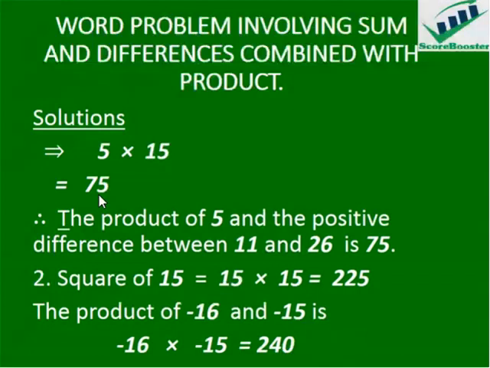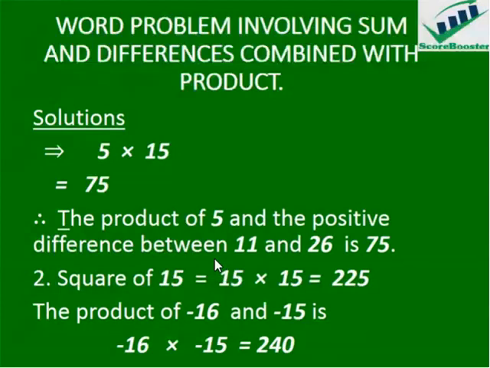Now let's move to the second question. The second question says we should find the positive difference between the square of 15 and the product of minus 16 and minus 15. I told you that the first operation you see in your statement will be the last thing you carry out. Positive difference is the last thing you carry out. But the first thing, what do you want to carry that operation upon? What numbers will you carry that operation upon? You first look for their results.